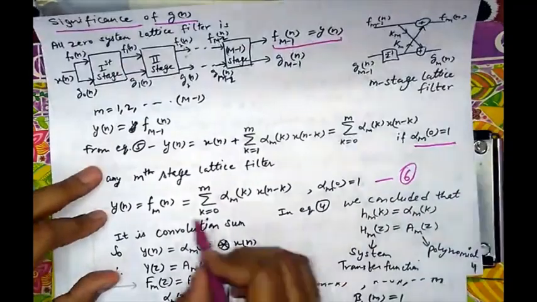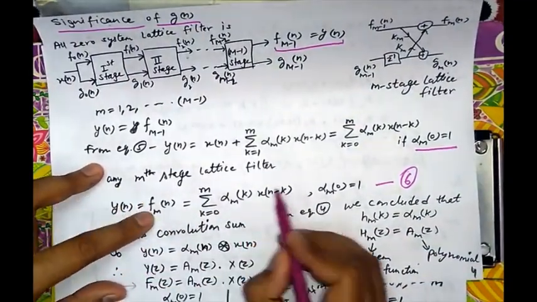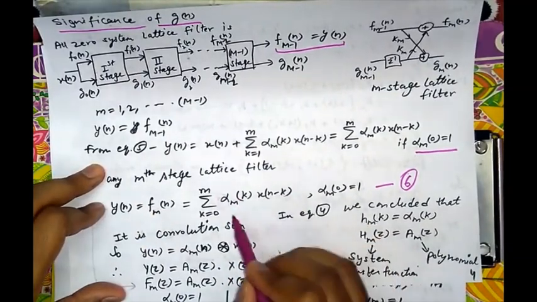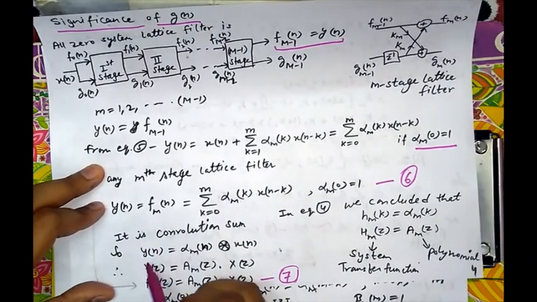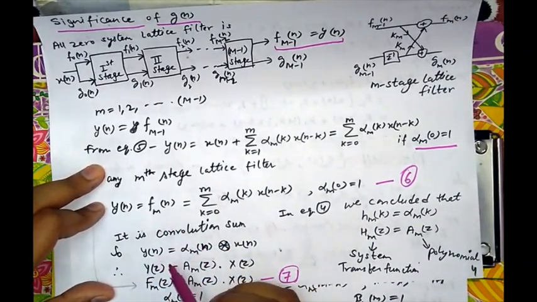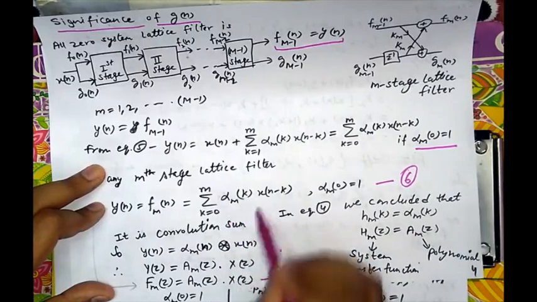Now look at this expression. It is similar to a convolution sum basically. It is actually the convolution sum of alpha mk and xn. So it can be written as yn or fmn, both are the same: yn equal to fmn is equal to the convolution of alpha mn with xn. These are convolutions basically.